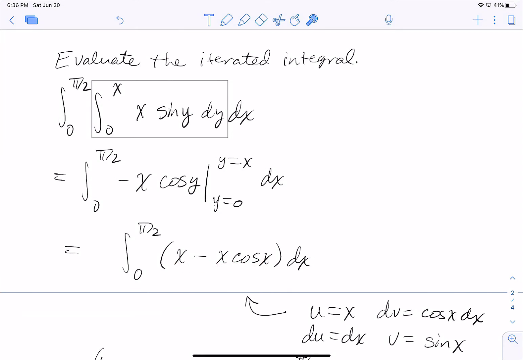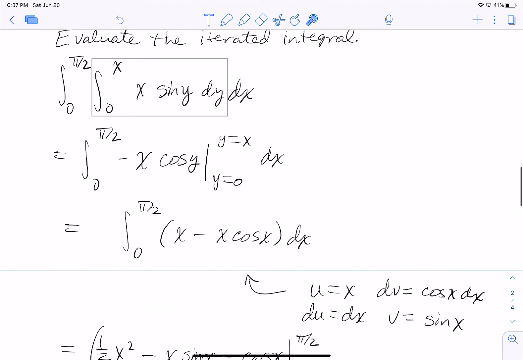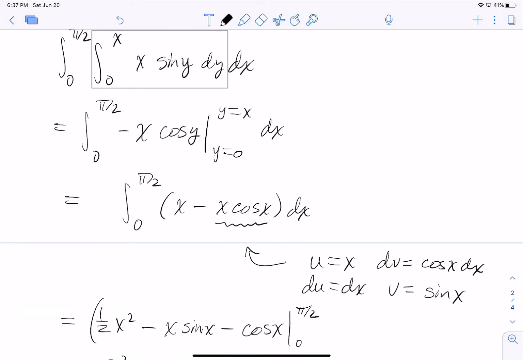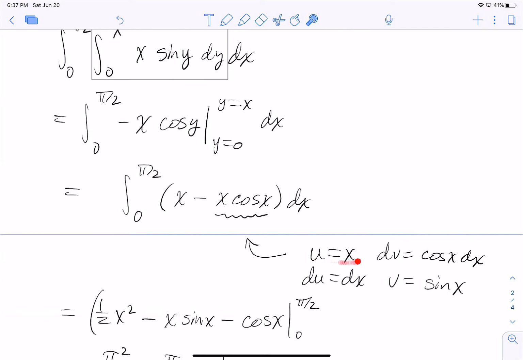So we now have the integral from 0 to pi over 2 of the quantity x minus x times the cosine of x dx. For the x cosine of x portion, we need to use integration by parts. And that's actually the reason that I included this one in these videos. It was so that we could remind ourselves of integration by parts. I will let u equal x and dv equal the cosine of x dx, so that du is equal to dx and v is equal to the sine of x. Using the integration by parts formula, we then have uv minus the integral of v du.